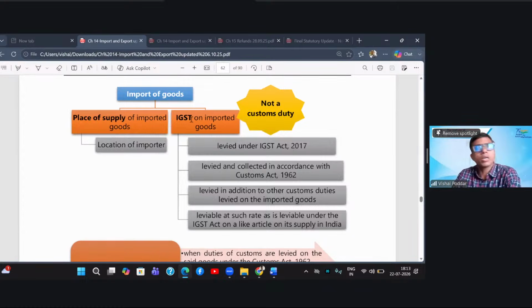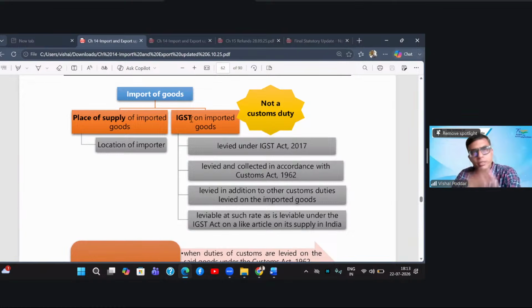Now, there was a confusion that when this IGST is levied, if you read section 5(1) proviso of the IGST Act, it says that for the purpose of import of goods, you will refer to the Customs Act for its levy, its time of supply, its valuation, everything. And then the Customs Act refers you to the Customs Tariff Act, where under section 3 of the Customs Tariff Act, you are asked to pay IGST.